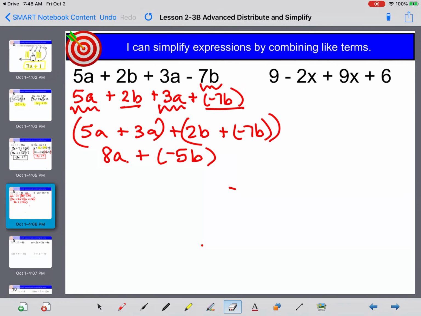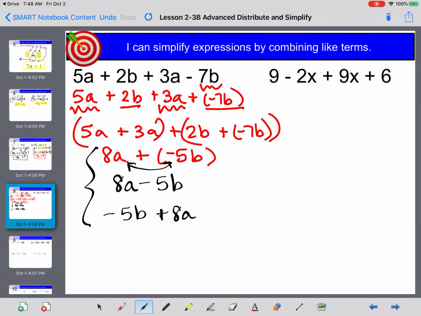Now make sure that you get okay with going one step further and calling this 8a minus 5b. I also want you to know that you could change the order of these, right? Commutative property says you could switch this around and call this negative 5b plus 8a. Either one of those, they all mean the same thing. And any of these would be acceptable answers on your homework.